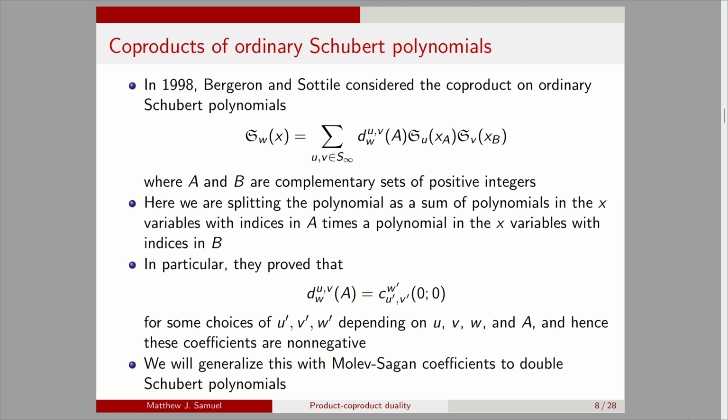So Bergeron and Sottile prove that these coproduct coefficients, d^w_{uv}(A), are themselves product coefficients. So they are structure constants of ordinary Schubert polynomials for some choice of u prime, v prime, and w prime, depending on u, v, w, and A. And in particular, they are non-negative, although no combinatorial proof is known, of course. So we will be generalizing this result with Molev-Sagan coefficients to double Schubert polynomials.